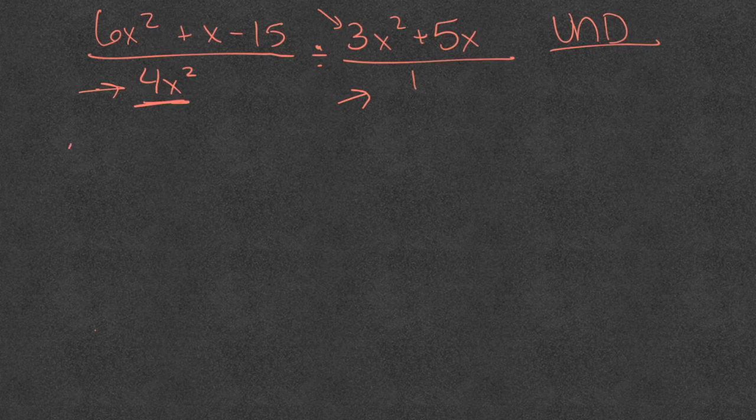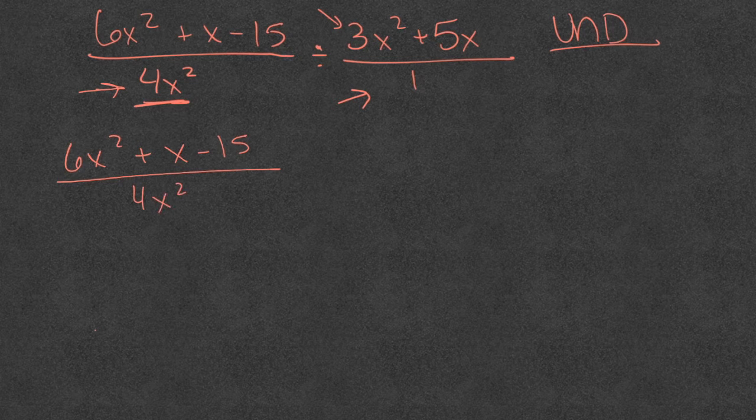So let's go ahead and rewrite that first piece, 6x squared plus x minus 15 over 4x squared, and it's going to be multiplied by 1 over 3x squared plus 5x. We multiplied by the reciprocal. So now we need to go ahead and factor. Now, that first piece is kind of gross. You may have to use the box method, but let's take a peek.